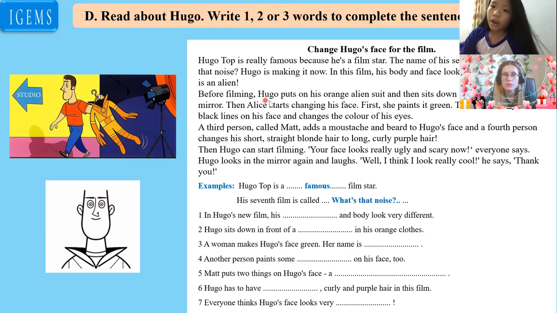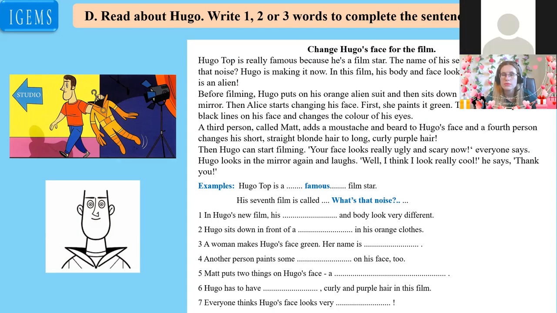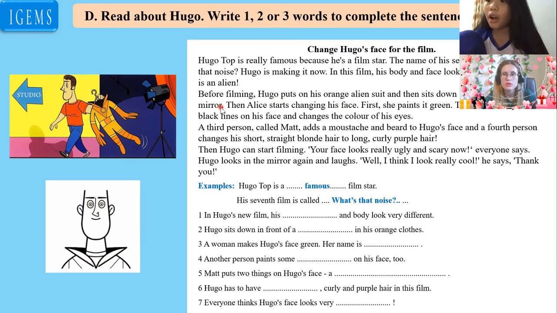Before filming, Hugo puts on his orange alien suit. And then he sits down in front of a big mirror.